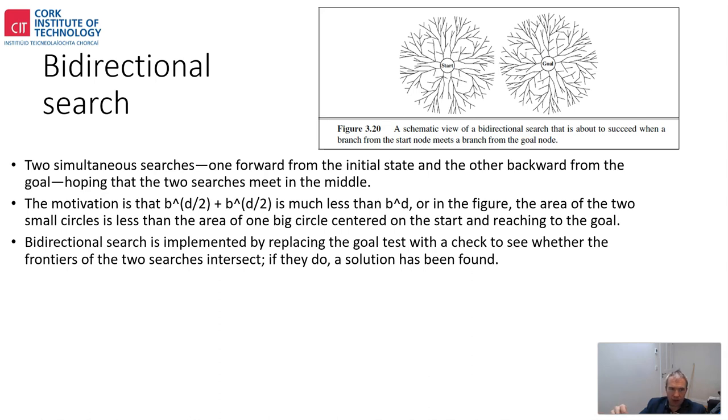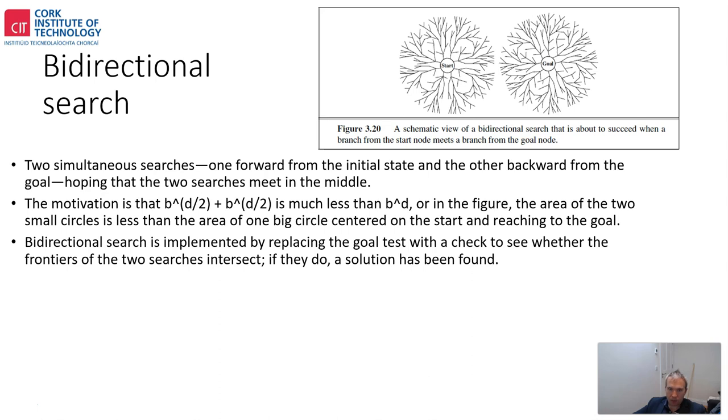The motivation is that the branching factor to the power of the depth divided by 2, plus the branching factor to the power of the depth divided by 2, is much less than the branching factor to the power of the depth, where d is the shallowest goal node. So the area of the two small circles is less than the area of the one big circle centered on the start and reaching to the end.